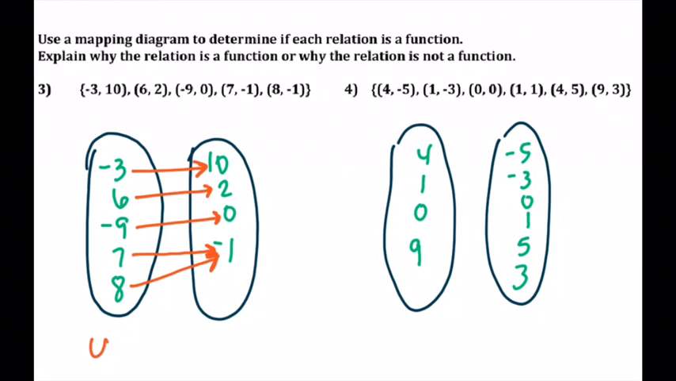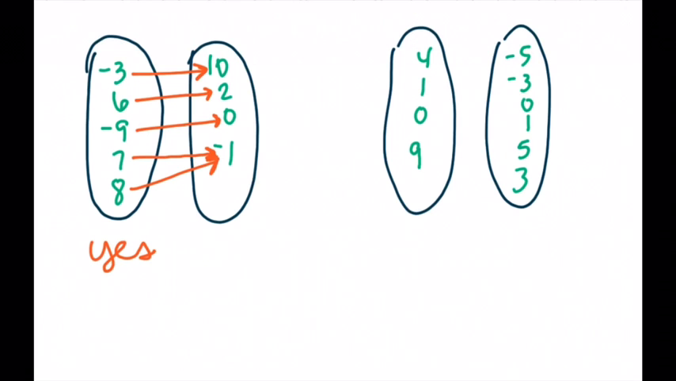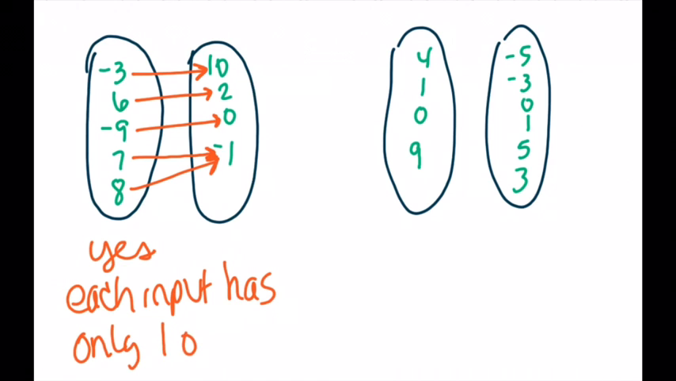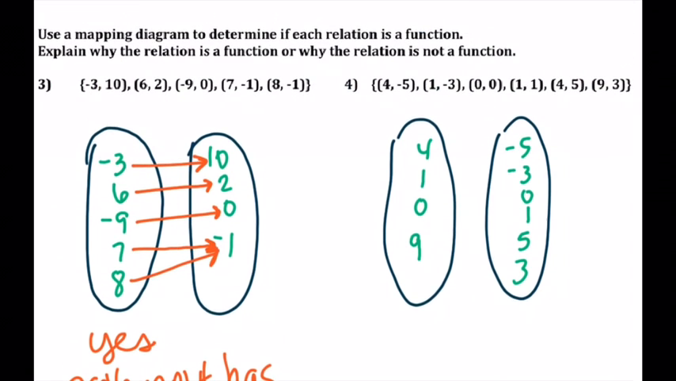So this one is a function, so I'm going to say yes. And really the main reason why it's yes is because each input has only one output. So they can share an output, but each input only has one output. Okay. Now if I look at the other one, drawing my arrows, 4 goes with -5, 1 goes with -3, 0 goes with 0, 1 goes with 1. Okay, that right there, even without finishing this, I can see that that's not a function because of that.